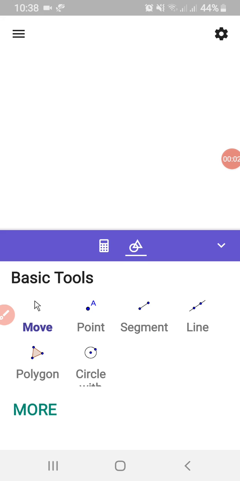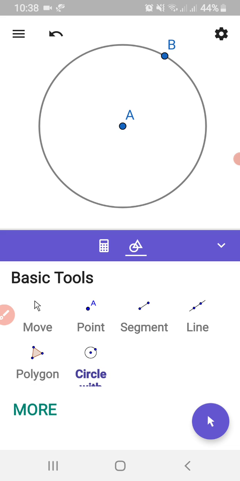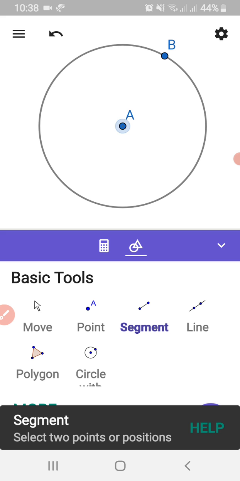Dear students, let us see what are concentric circles. So here on the screen, you can see one circle. What is the center of this circle? Yes, A is the center. And what is the radius?